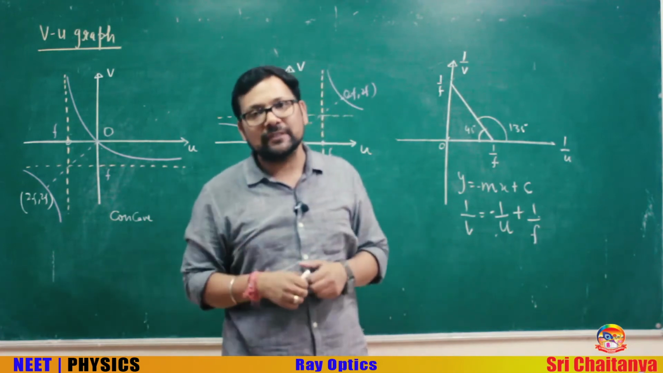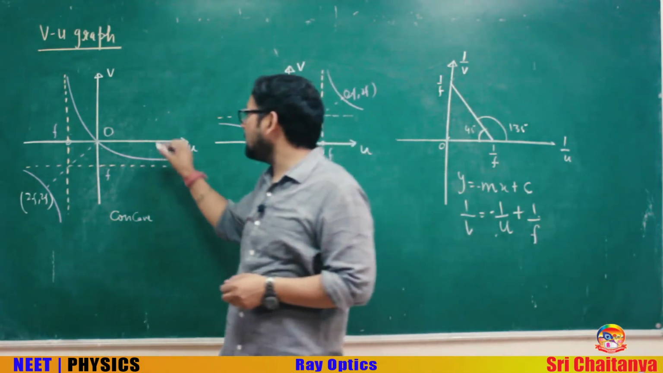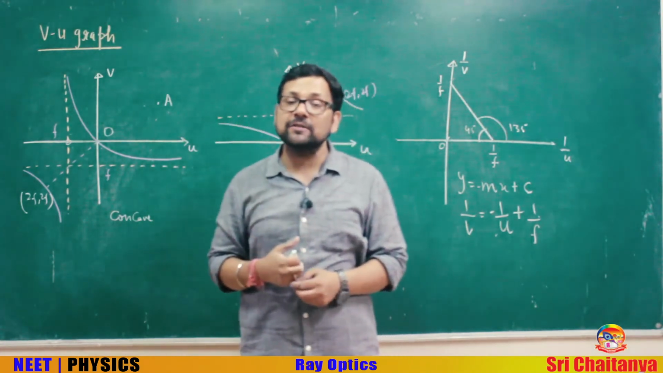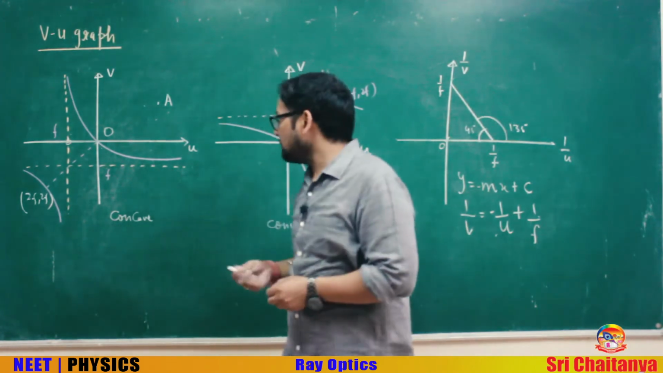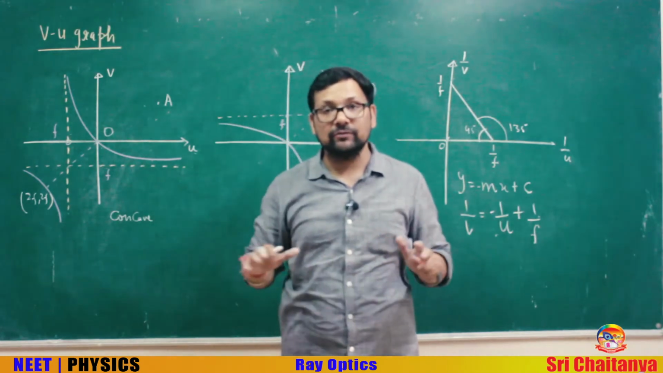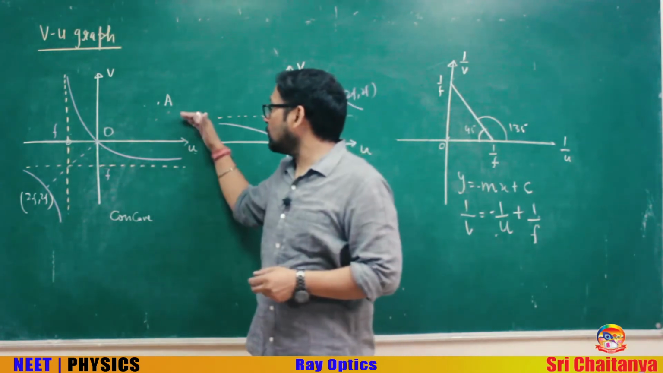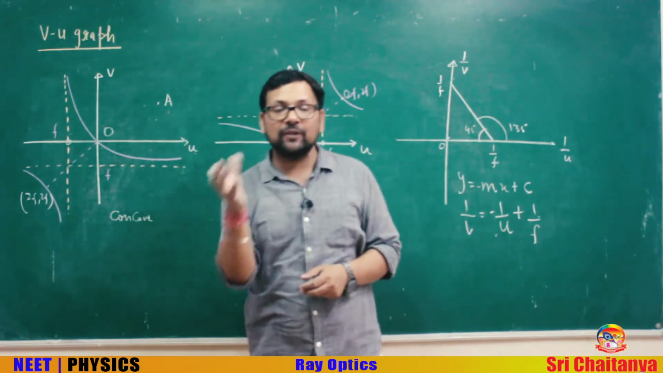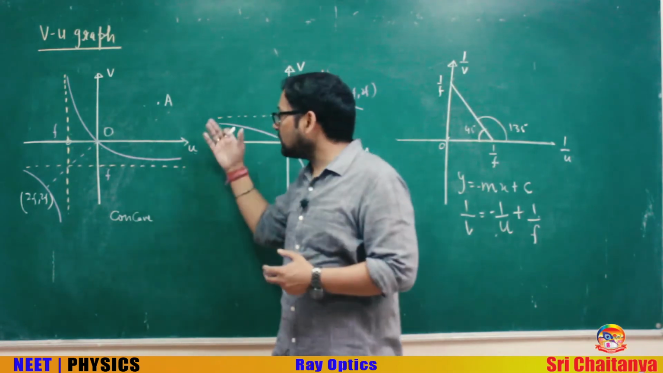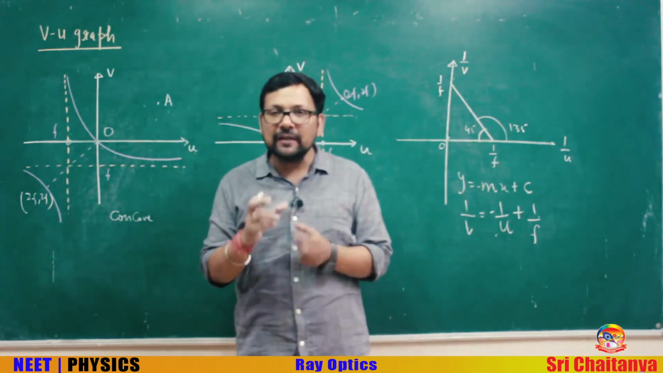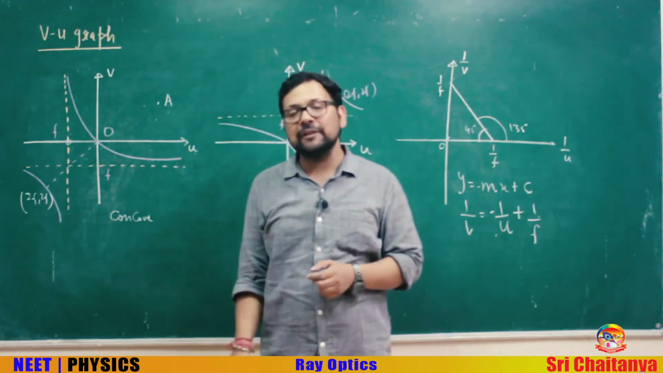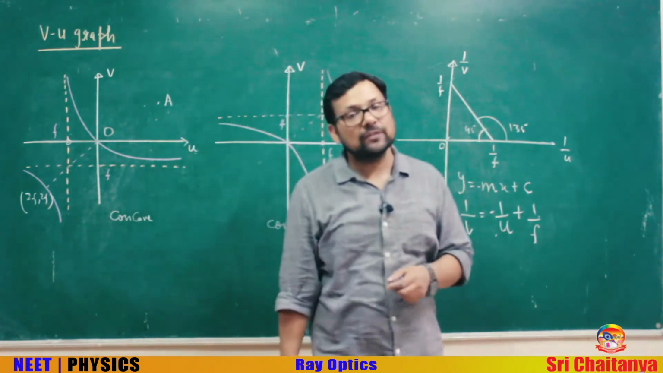Now what is the use of this graph? See, suppose I am putting a point here, say point A, and you can see no portion is passing through that point. What does that mean? It means if u is positive and v is positive, there is no graph. It means u and v positive, a virtual object and virtual image combination, is not possible in a concave mirror. So according to this, we can recognize what kind of combination between v and u is possible in a concave mirror. The same is there for convex as well.